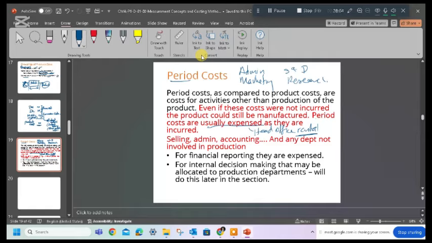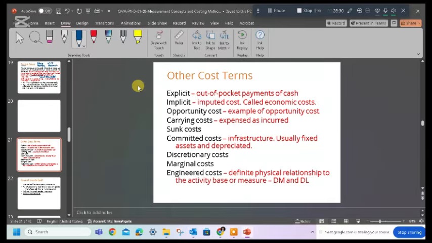But material, labor and production overheads are connected to the products. Only when those products are sold does it go as an expense. If the products are not sold, it remains in the inventory. For financial reporting, they are expensed. For internal decision making, they may be allocated to production departments. We'll do this later in this section. Other cost terms, implicit and explicit, I already explained.